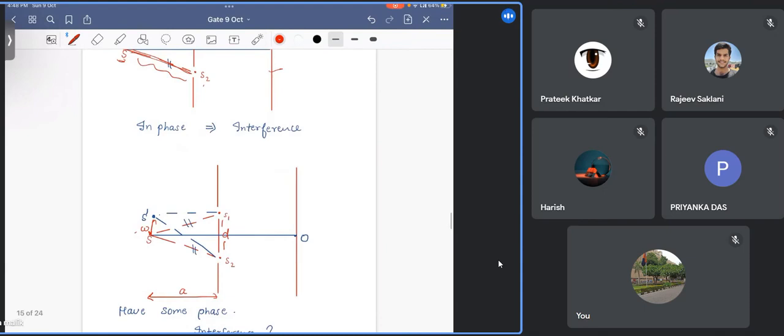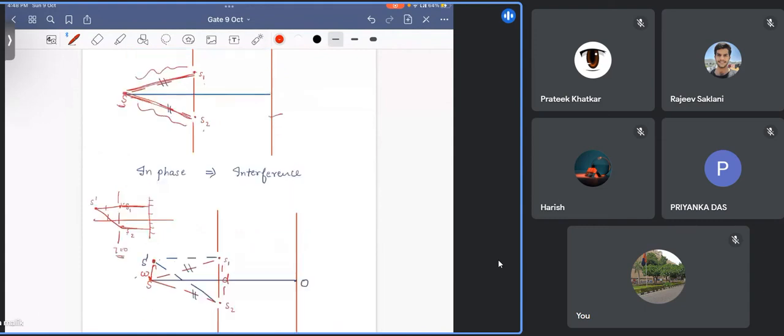But let's say your source is shifted. The condition now has changed. Your source is shifted to S dash. So the distance from S dash to S1 and the distance from S dash to S2 are different. That means there is a phase difference between S1 and S2. This phase is constant at time t equals 0, so it remains constant. So this will again give an interference pattern, but it is not the same as this case.